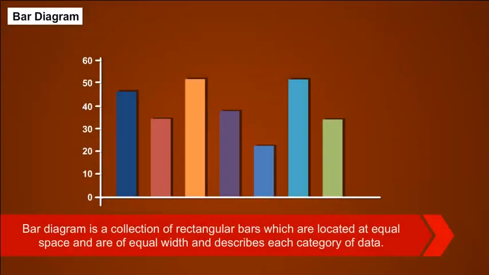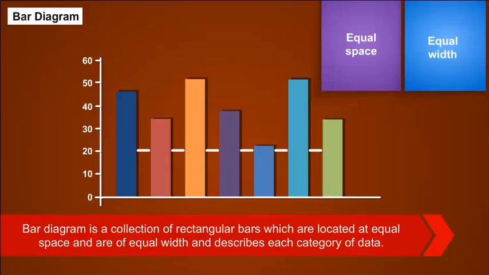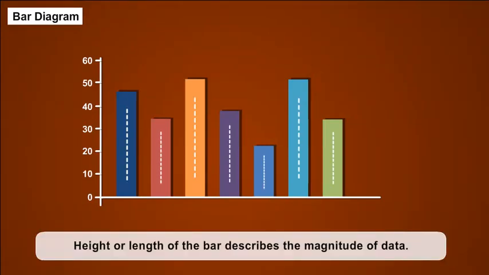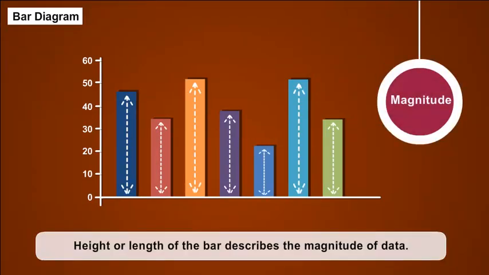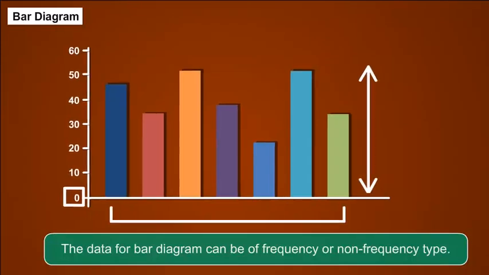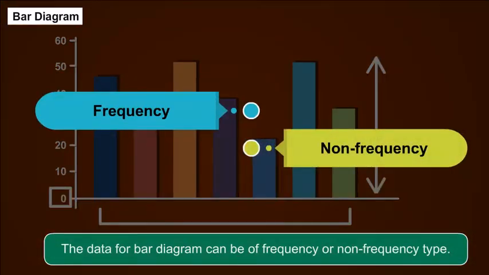Bar diagram is a collection of rectangular bars which are located at equal space and are of equal width and describes each category of data. Height or length of the bar describes the magnitude of data. The lower end of the bar touches the base line such that the height of a bar starts from the 0 unit. The data for bar diagram can be of frequency or non-frequency type.